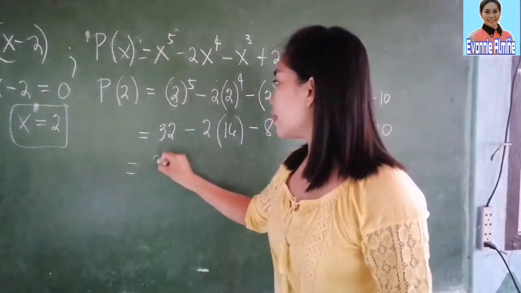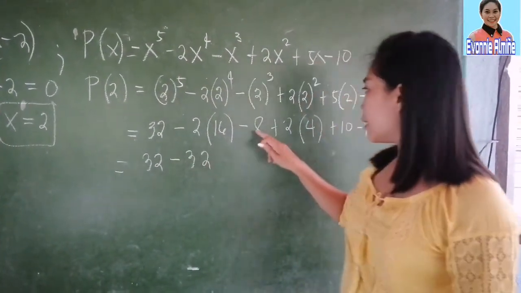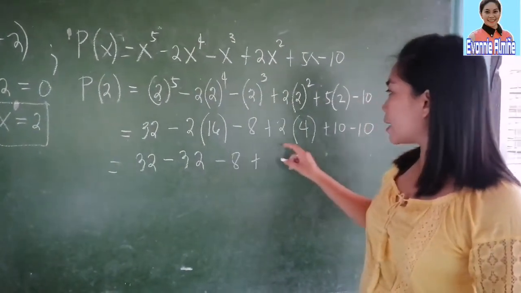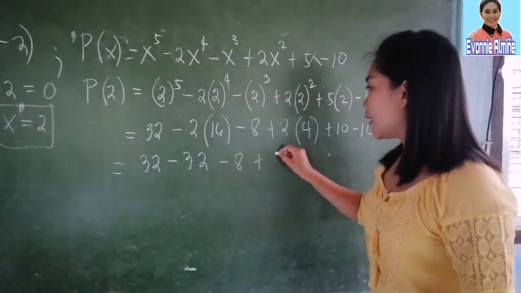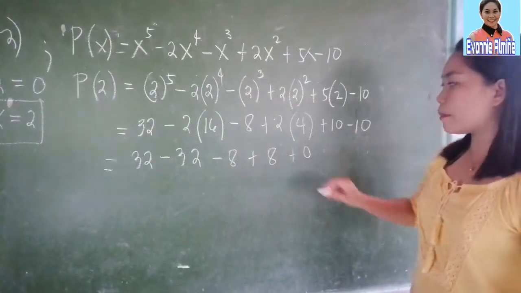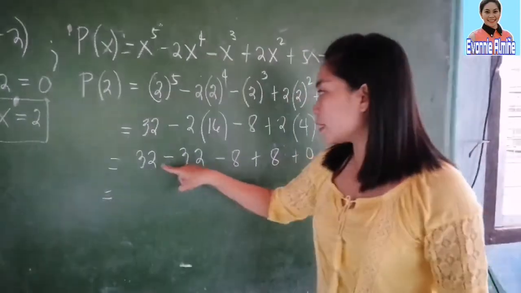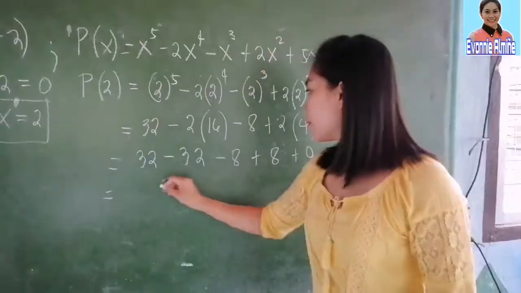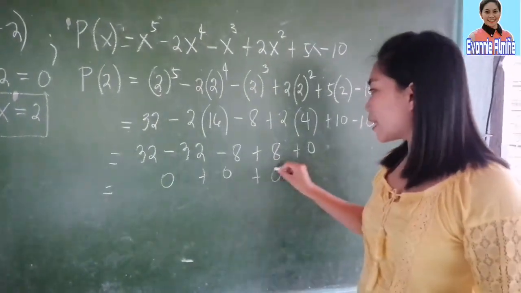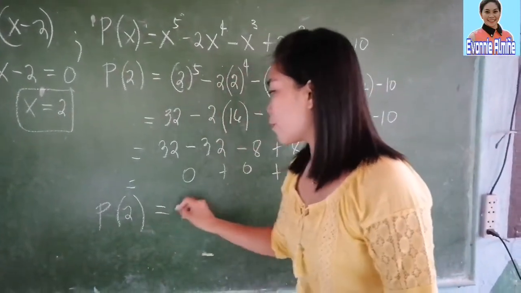Okay? Then, 32, 2 times 16, you have 32. Then, 8, so you have negative 8, plus 2 times 4 is 8. Diba po? Then, 10 minus 10, so plus 0 na po yan. Diba? 10 plus 10. Okay, so you have 32 minus 32, you have 0. Then negative 8 plus 8, you have 0. So, i-add natin lahat ng 0. Of course, the answer is 0.